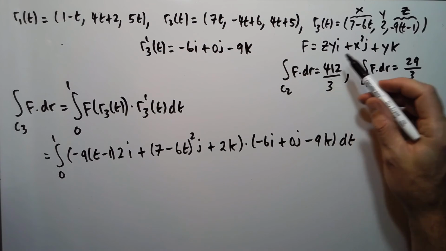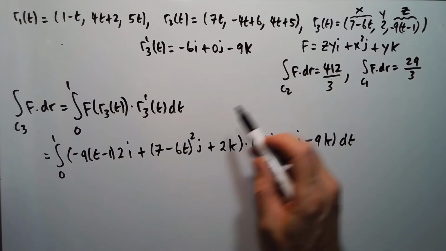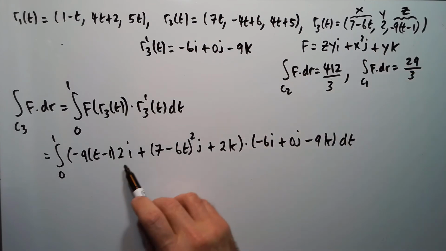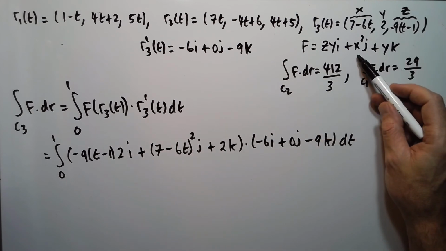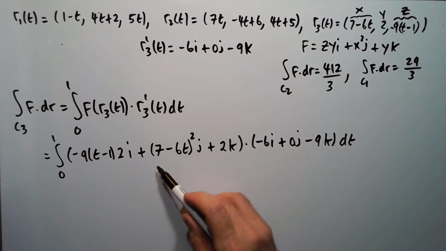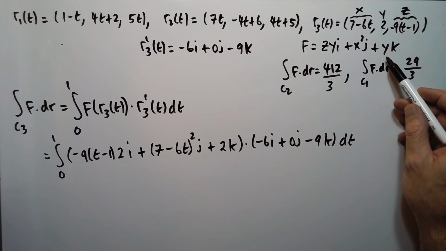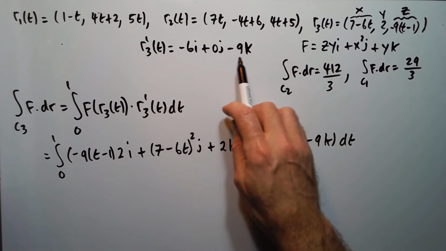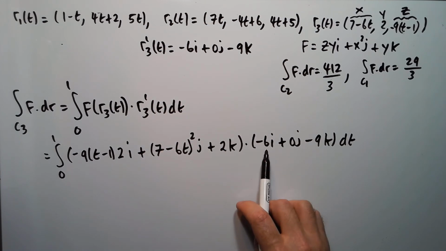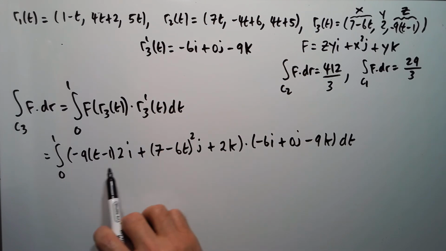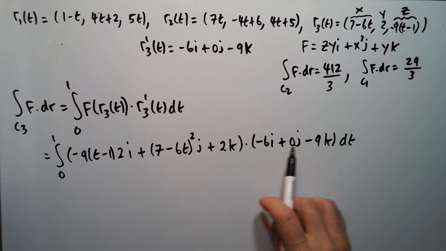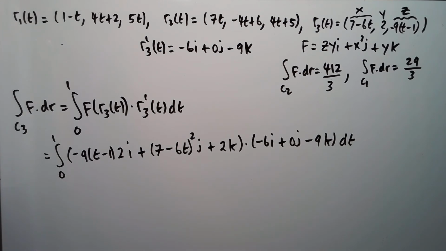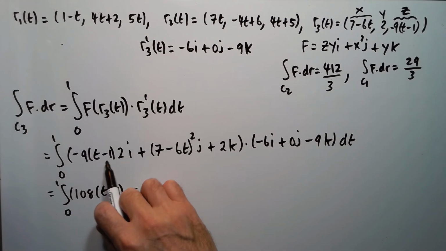Again, my z is negative 9 times t minus 1, times my y, which is 2 here. And then it will be plus x squared, x is 7 minus 6t squared, plus y k, y is 2. Then dot it with our guy here. So let's do this dot product now. It'll be negative 6 times this guy, 0 times that, negative 9 times that. Let me write it here. Doing our dot product, it would be negative 6 times this guy.